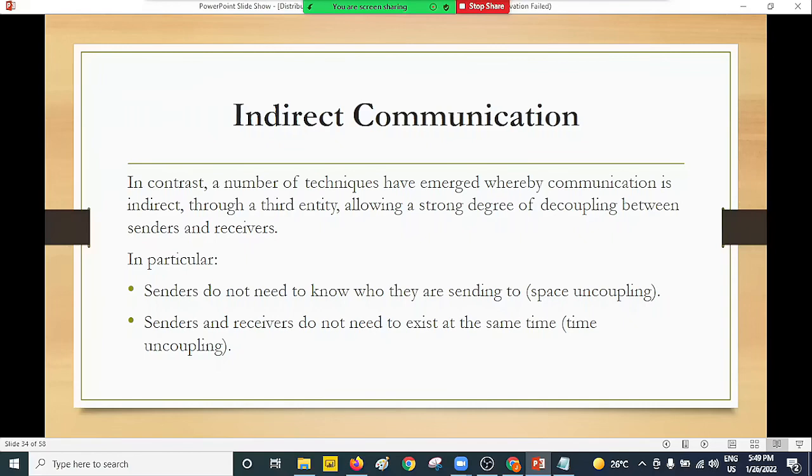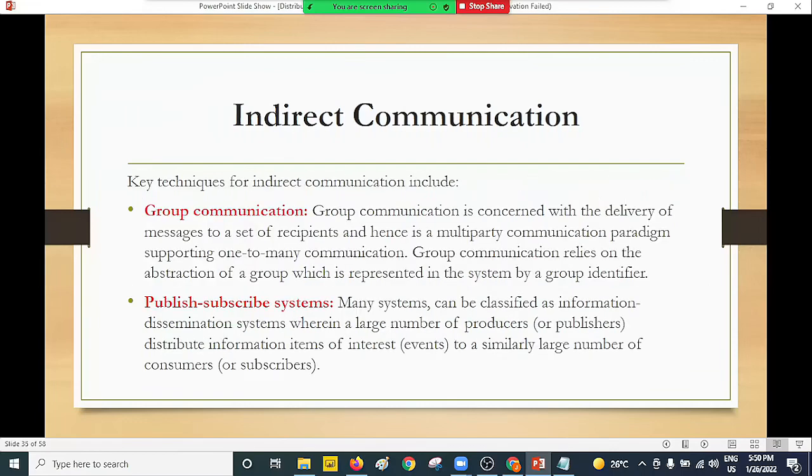So we normally say that we have message queues, where a sender can just queue the message at the receiving end. The recipient can always read those particular messages at some given time. It could be even after some months or years. So talking about indirect communication, we have different techniques, as I mentioned.